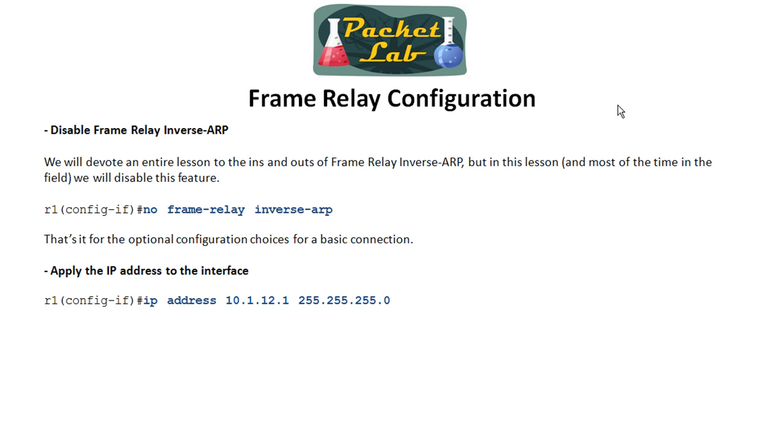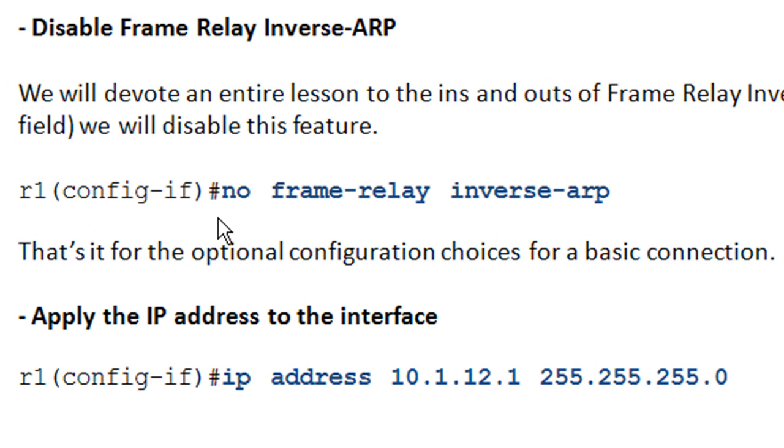There's going to be a separate lesson on frame relay Inverse-ARP. This is optional. Today it's going to be mandatory. We're not going to say much more about this other than in this lab today we're going to go ahead and disable that, and the way you do that is with the no frame relay Inverse-ARP command. And then finally you're going to want to apply your layer 3 address to the interface. We're going to be using IP, so you just use the IP address command with the IP address and then the subnet mask.